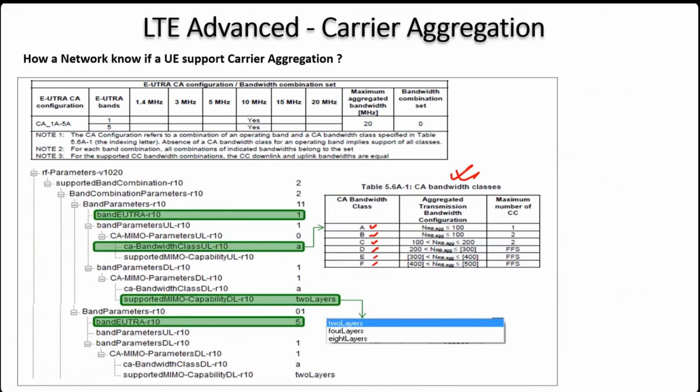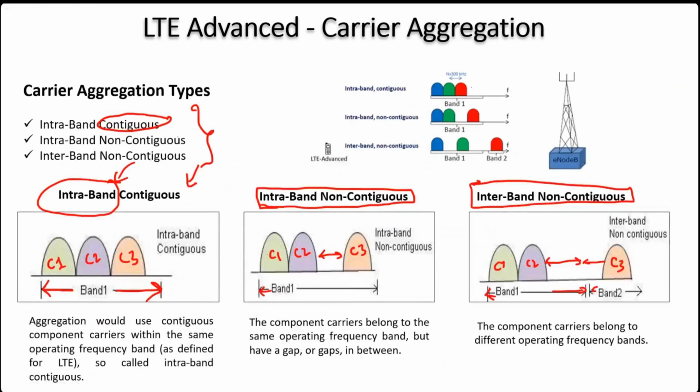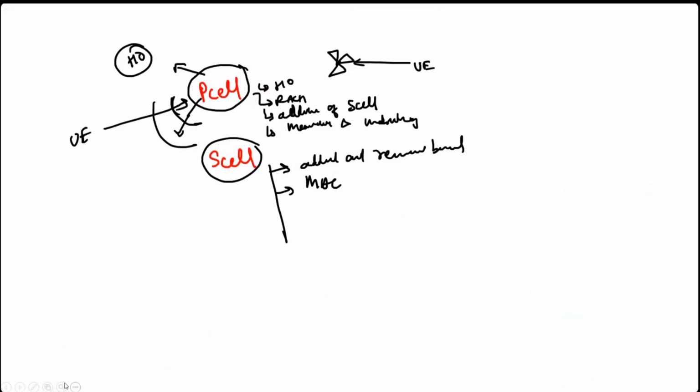You can see one of the examples here. What is the combination set it has chosen? 1A, 5A. This particular set aggregates 20 megahertz. In this log, release 10, band 1, I will open the real log also. Bandwidth class A, supported layer 2. Other band 5, bandwidth class A. 1A, 5A. Understood?